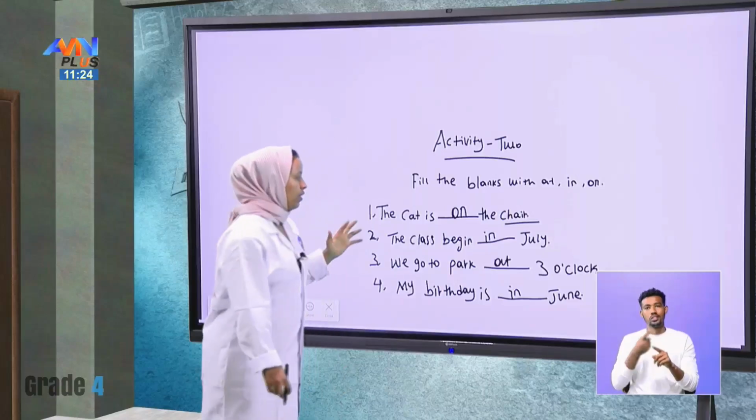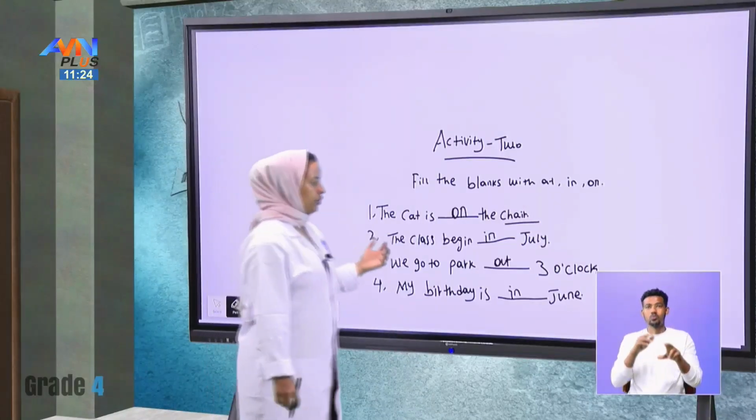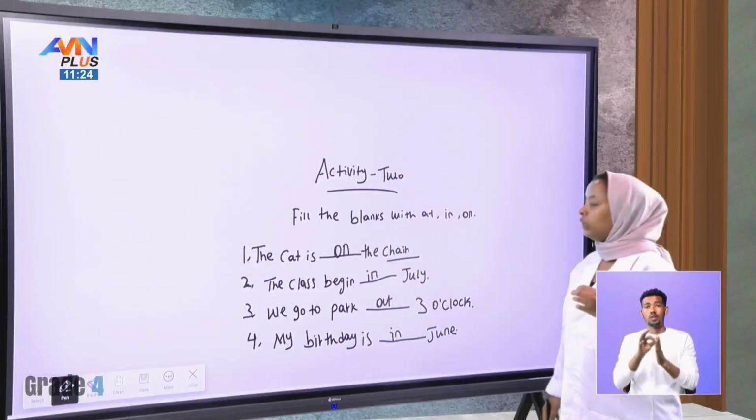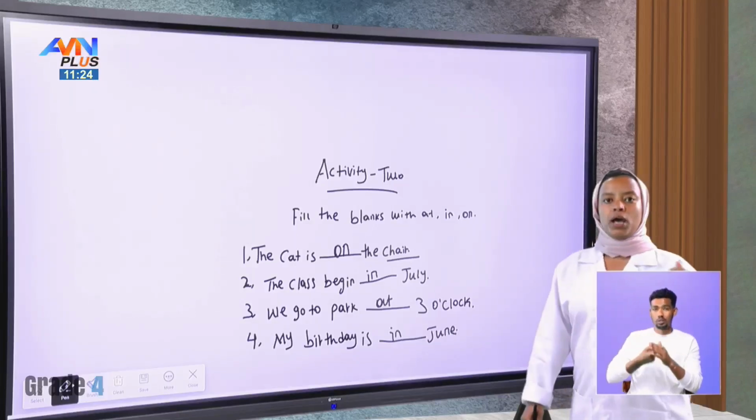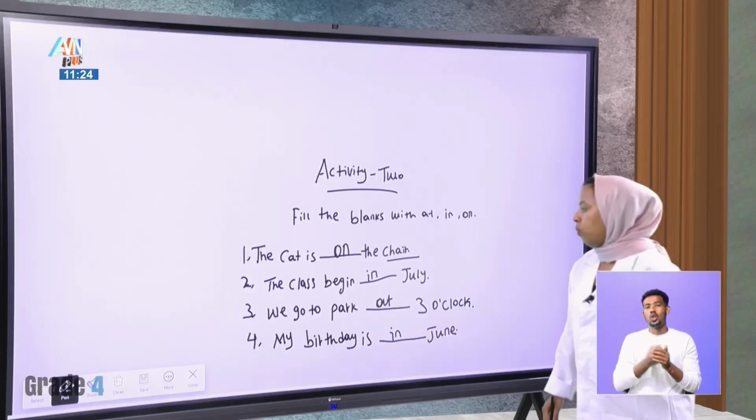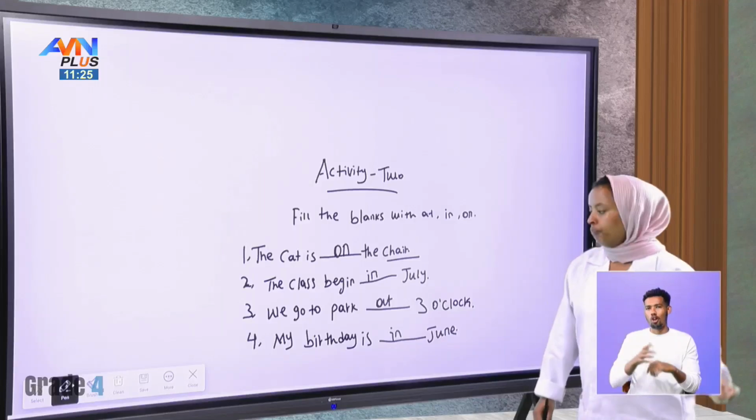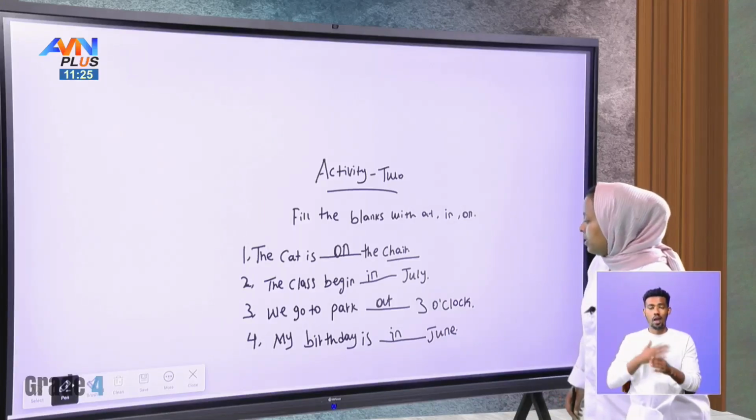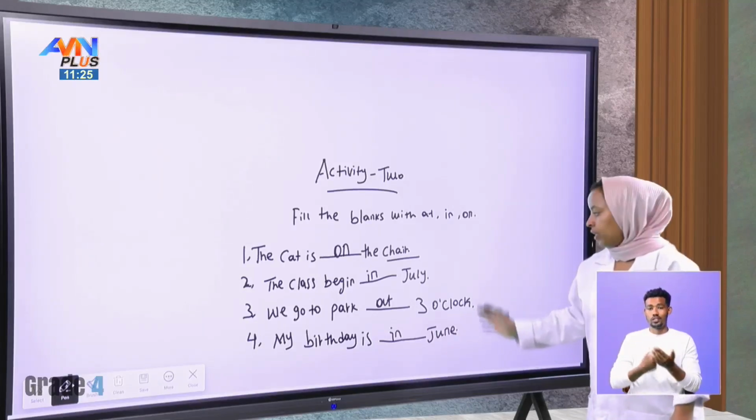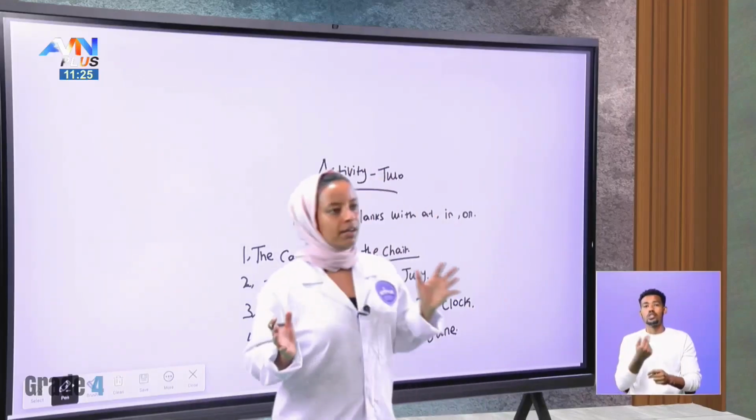Let us read together these questions. Question number 1. The cat is on the chair. Question number 2. The class began in July. Question number 3. We go to park at 3 o'clock. Question number 4. My birthday is in June. These are some examples of preposition by using at, in, and on.